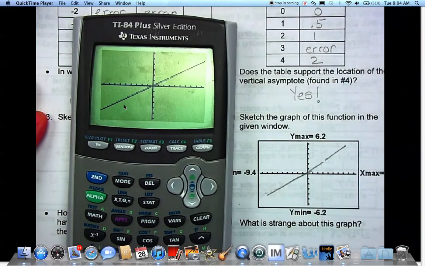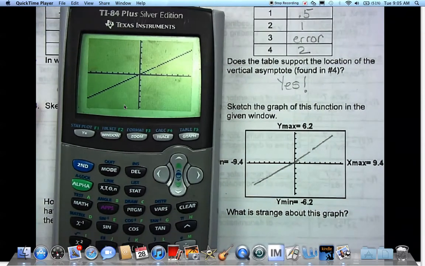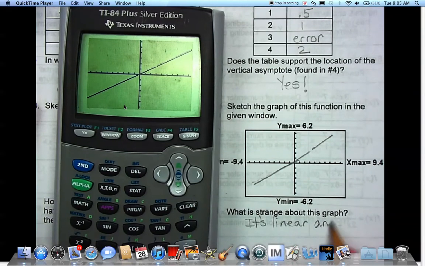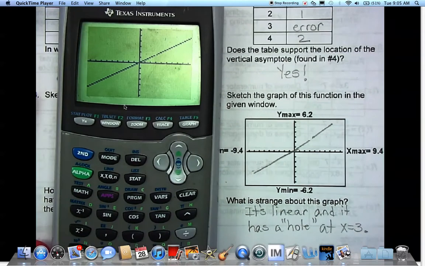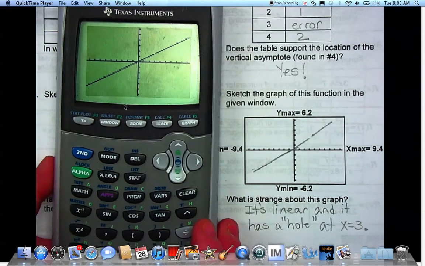Okay. What is strange about this graph? First of all, it's linear, which we did not expect. And it has a hole at x equals 3. So it does have an asymptote still, doesn't it? Well, it's not an asymptote, is it? It's just a little break. Okay. But we knew there was going to be an error there. Yeah, and there was, wasn't there?